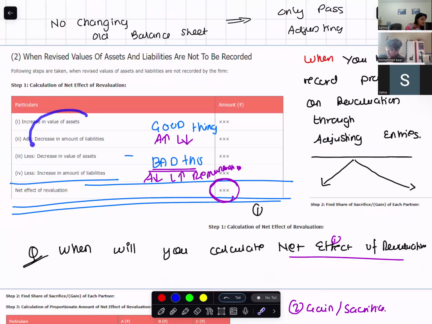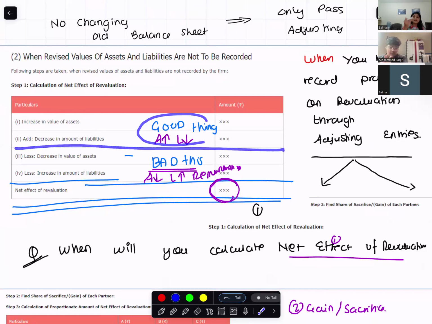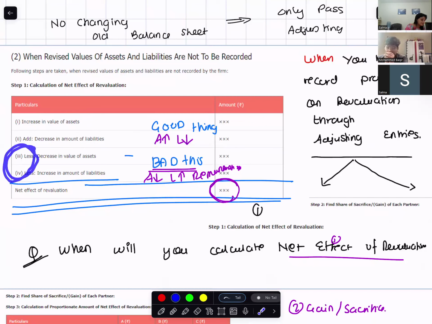So all the good things you start with: asset increase, or liability decrease. So all the good things you will add. From that you are going to subtract all the bad things: decrease in asset and increase in liability, or there could be remuneration, or there could be unrecorded liability. So from all the good things, when you subtract all the bad things, you are going to get the net effect on revaluation.